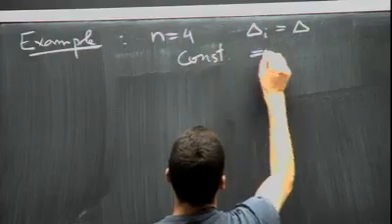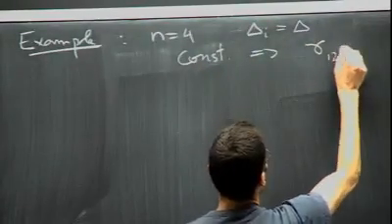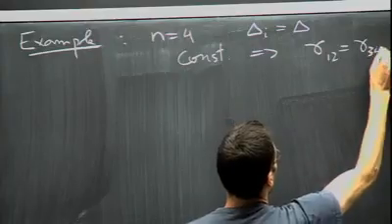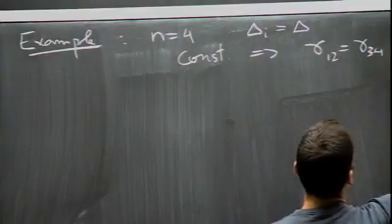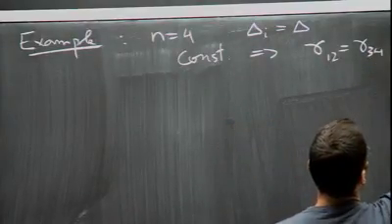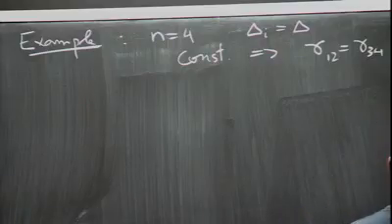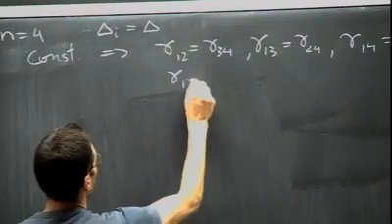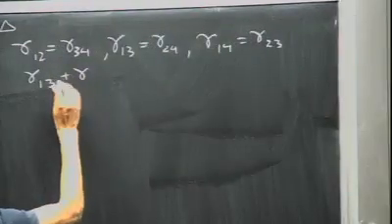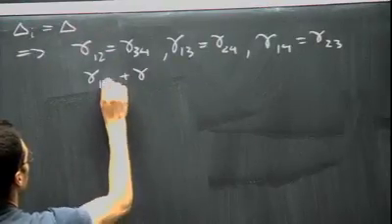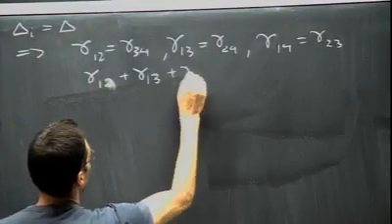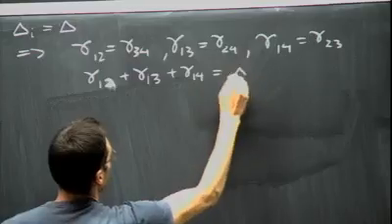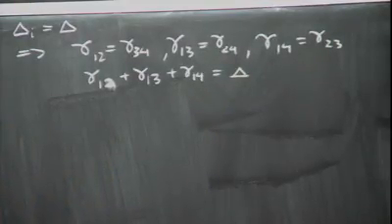So these constraints tell you that gamma 1,2 is gamma 3,4; gamma 1,3 is gamma 2,4; gamma 1,4 is gamma 2,3. And the last constraint, you can think of it as gamma 1,2 plus gamma 1,3 plus gamma 1,4 equals delta. Yeah? That's actually the first constraint directly from there.